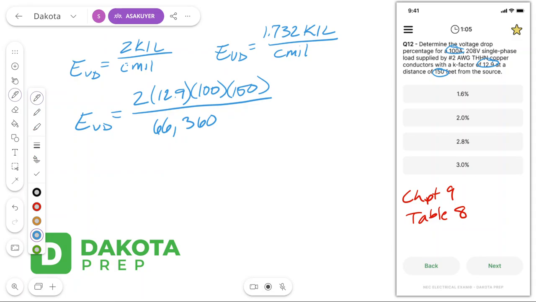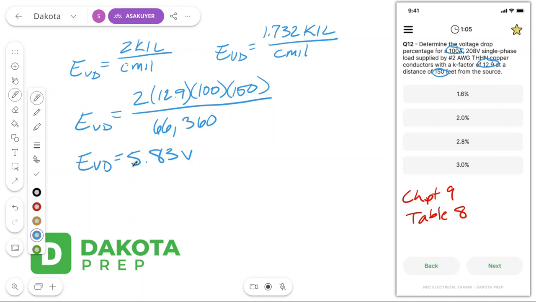Now all we have to do is plug this into our calculator. 2 times 12.9 times 100 times 150, divided by 66,360, gives us a voltage drop of 5.83 volts.